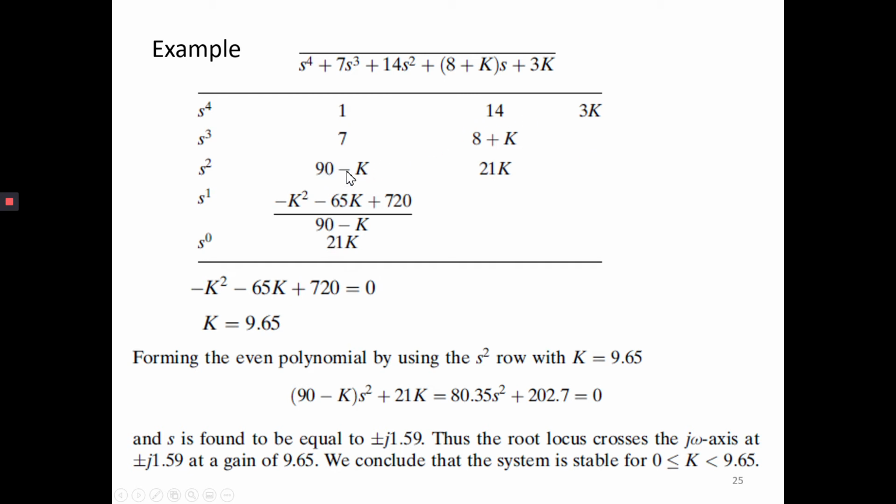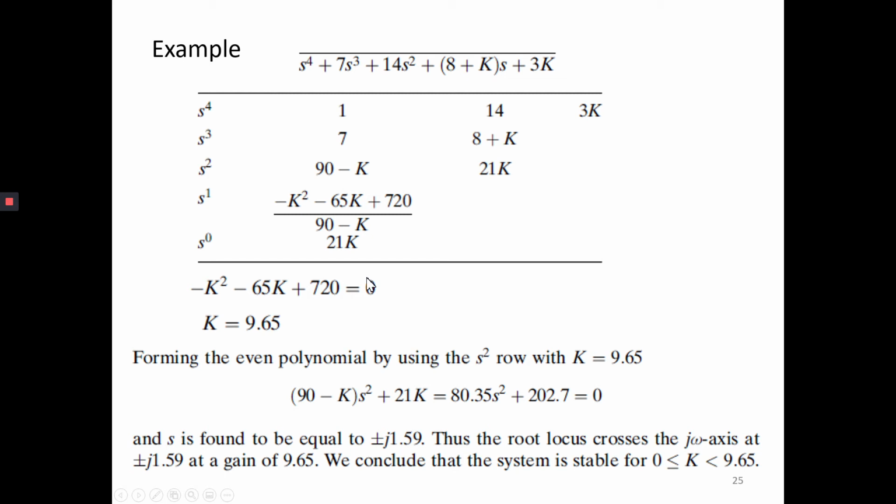The most important is the first column. So how to determine this one? 7 multiplied with 14 minus 1 multiplied with 8 plus k, divided by 7. For the divide by 7, if you do not put it in this equation, that's okay. Just put the denominator and then continue with this one: 90 minus k multiplied with 8 plus k minus 7 multiplied with 21k. Okay, so this is the answer. And if this one is 0, automatically the last row in this first column is equal to this one.